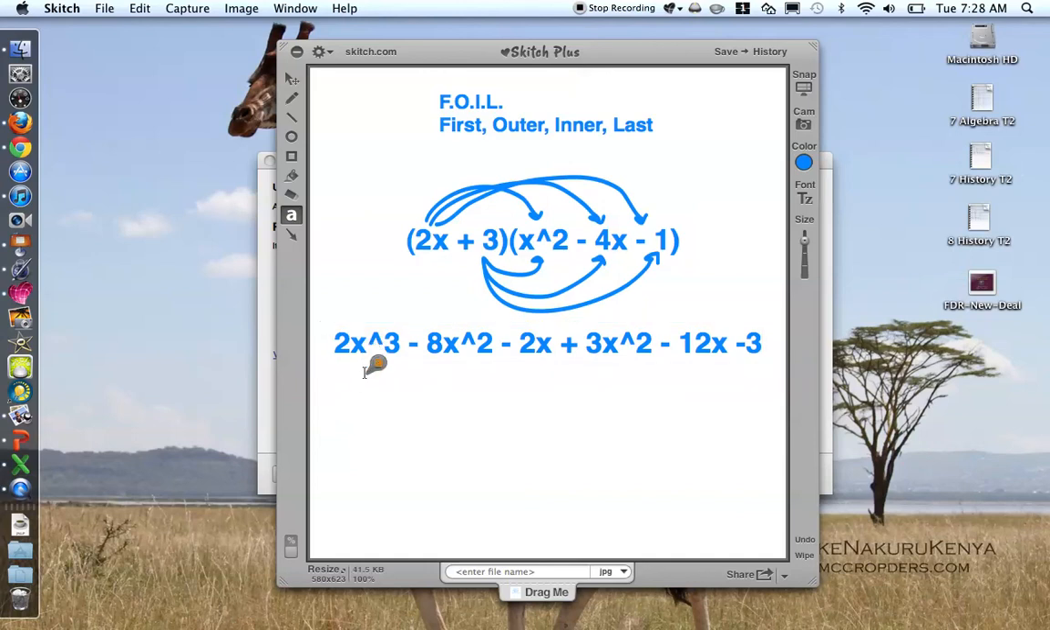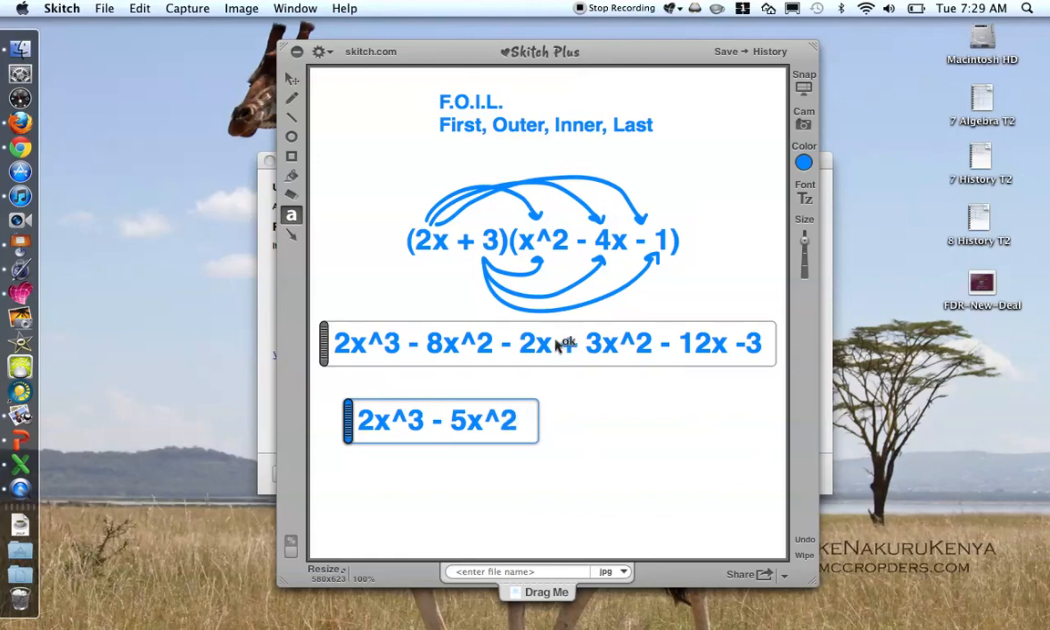See if there's any terms that can be combined and added, subtracted together. So we start off with the 2x cubed. Is there any other x cubed terms in here? I don't see any, so it's going to stay the same, 2x cubed. And then we have a negative 8x squared and a positive 3x squared. We can combine those together. Negative 8 plus 3 is negative 5, so negative 5x squared. And then we can combine the negative 2x here with this negative 12x. So negative 2 minus 12 is minus 14x.